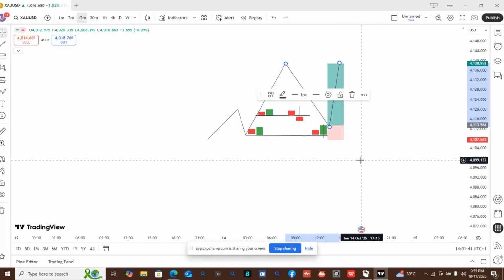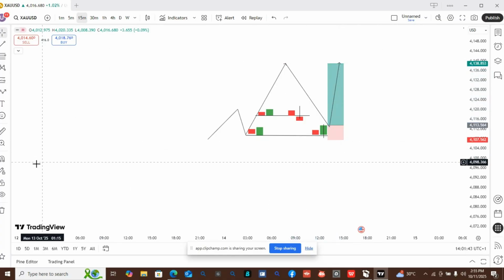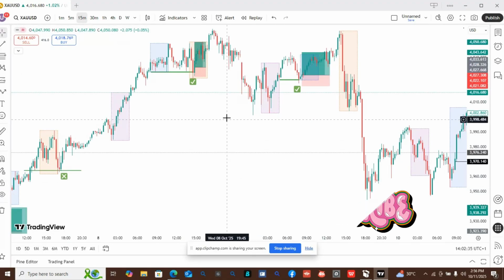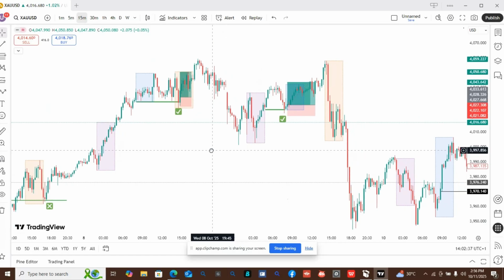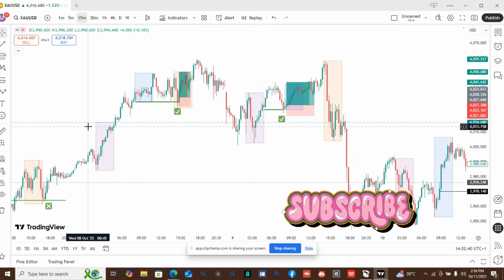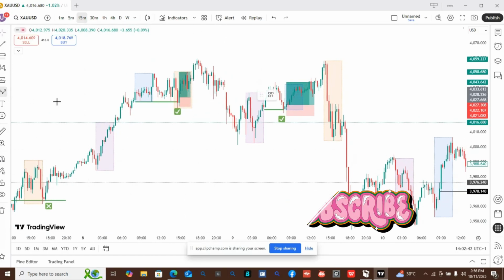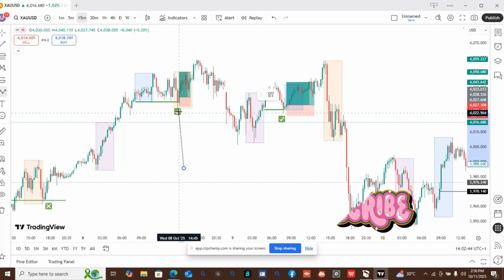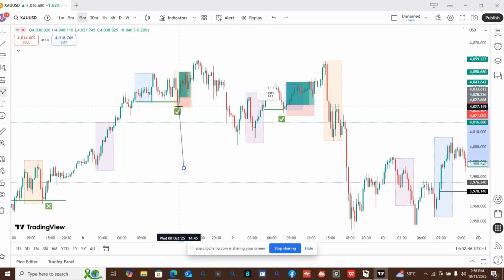Okay, so let's go to the real chart. Let me show you all these things on the real chart. The trade that I took this week, this is the 15 minutes time frame. Now pay attention. I took this trade, okay, but I took this entry on the 5 minutes time frame.